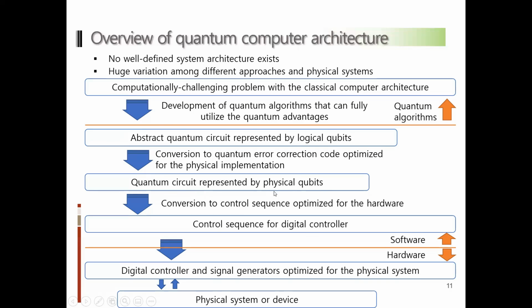Even for the same operation like a Hadamard gate, the way you implement the Hadamard gate is completely different between photons or any other physical system. So you actually have to convert such a circuit to the actual control sequence for your digital controller. And only when you run those sequences on this digital controller can you achieve your goal.